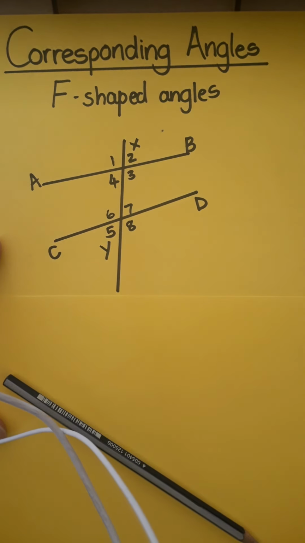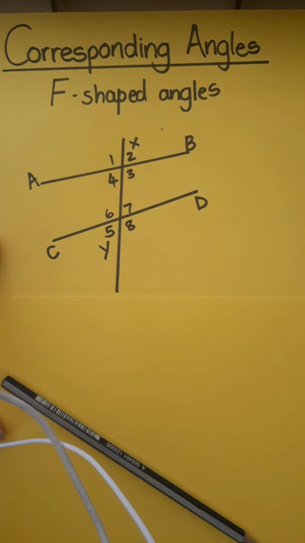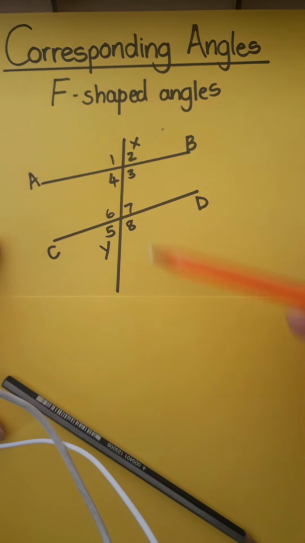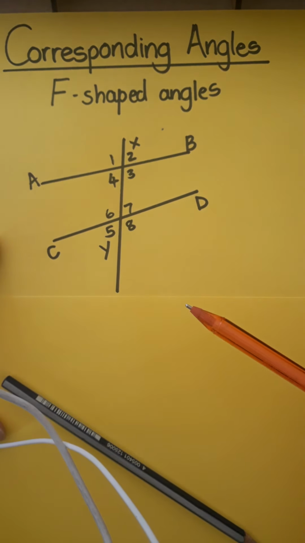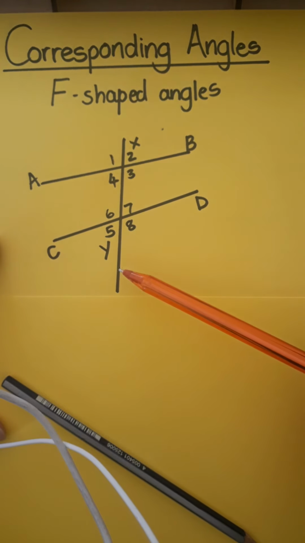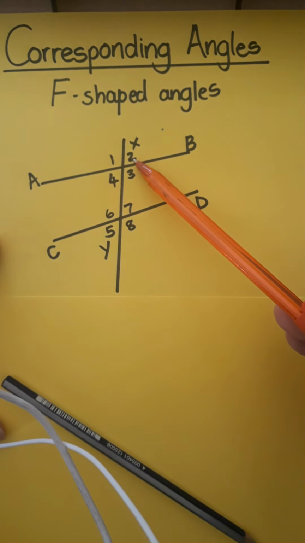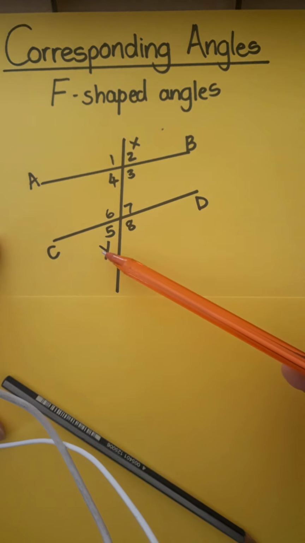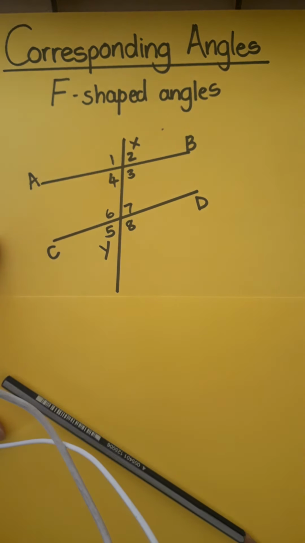Good day, everyone. Today we're looking at corresponding angles. These are F-shaped angles. Now, the other day you learnt about a transversal. And so we've got two lines, AB and CD, and they've been cut by this transversal. When this transversal cuts through these two lines of AB and CD, angles are formed. You can see X1, 2, 3 and 4, and angle Y 5, 6, 7 and 8.